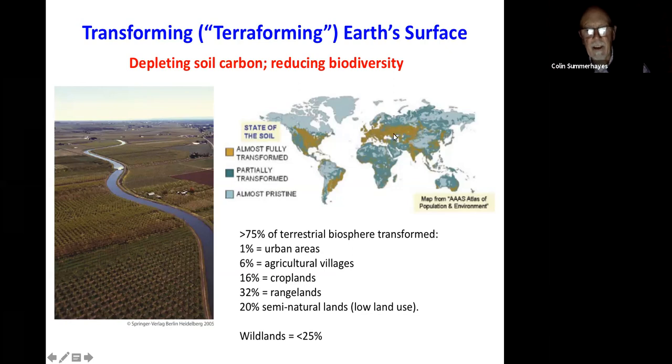And on the right-hand side, you see this graph which shows you what we're doing to our soils. And so the brown areas is where we have almost fully transformed our soils. And we've done that in three major ways. First of all, we nowadays use enormously heavy tractors, not like the small tractors that we used to use. They compress the soil, which is not very good for it. And the second thing is we plow deeper.